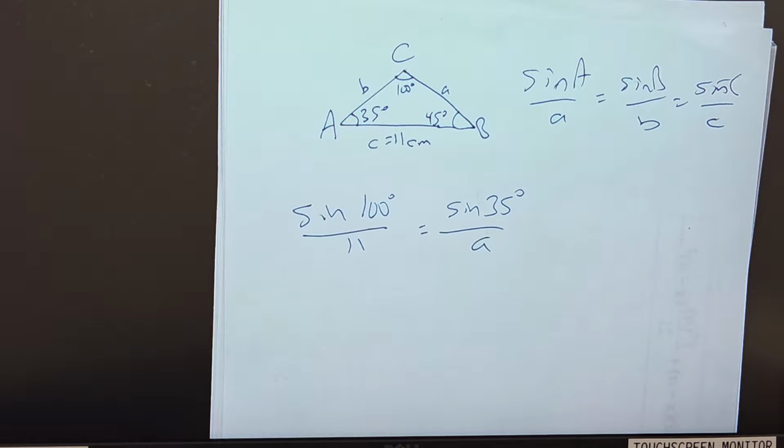That would mean that A would be 11 as well? No. Because does sine 100 equal sine 35? No. So there's no reason the bottoms should equal each other. How do I solve this? Cross multiply. All right, do it. Solve that.